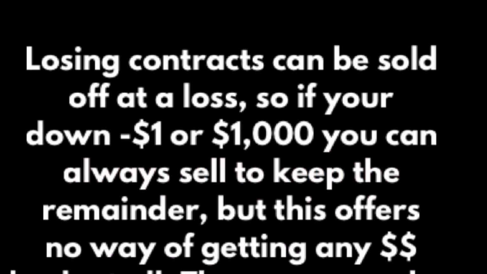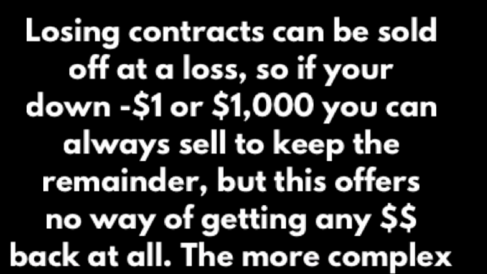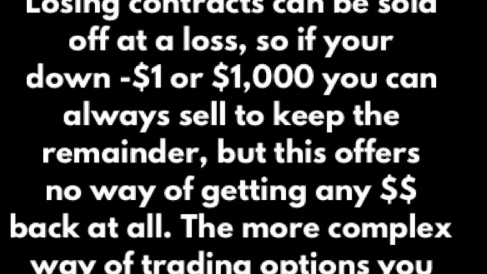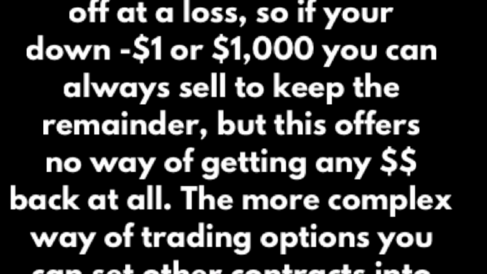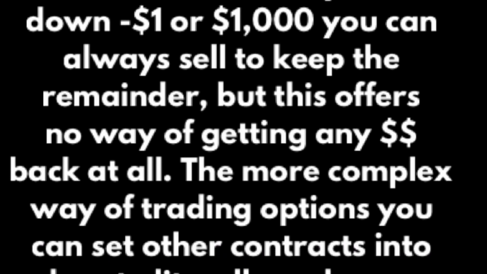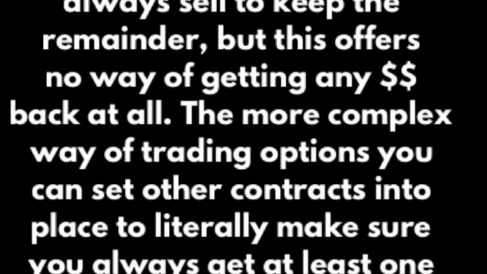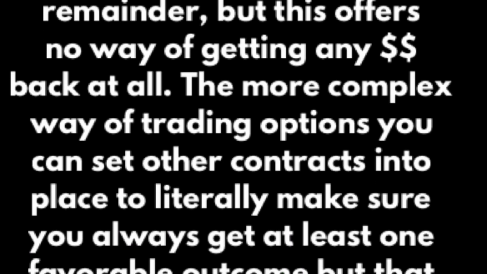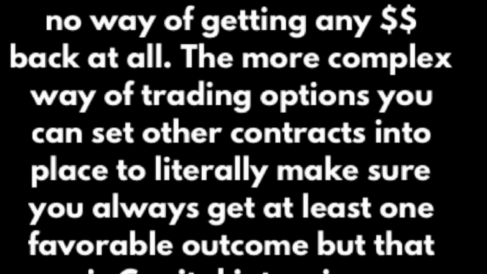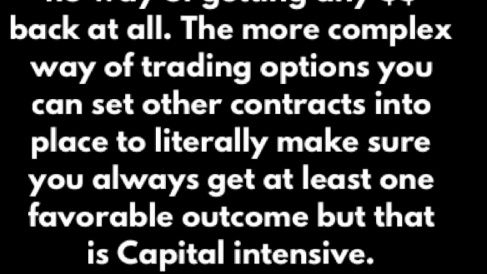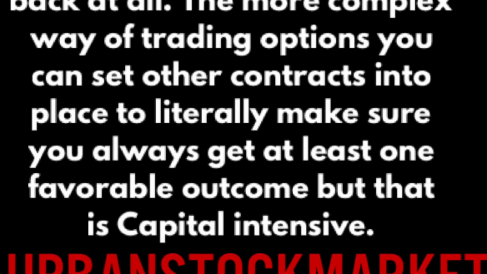Losing contracts can be sold off at a loss. So if you're down $1 or thousands, you can always sell to keep the remainder. But this offers no way of getting that lost money back at all. With the more complex ways of trading options, you can set other contracts into place to literally make sure you always get at least one favorable outcome. But that is capital intensive.